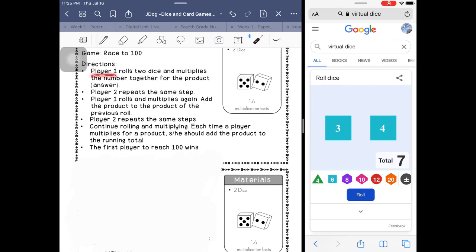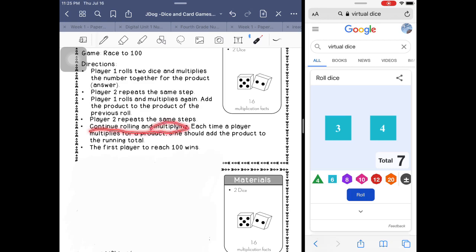With player 1, you're going to roll 2 dice, and then you're going to multiply those 2 numbers together to get the product. Before, you had to add them together and then multiply. Today you're multiplying the 2 together. Player 2 repeats the same step. Player 1 rolls and multiplies again, but this time you add the product of the first roll to the product of the second roll. Player 2 repeats the same steps.